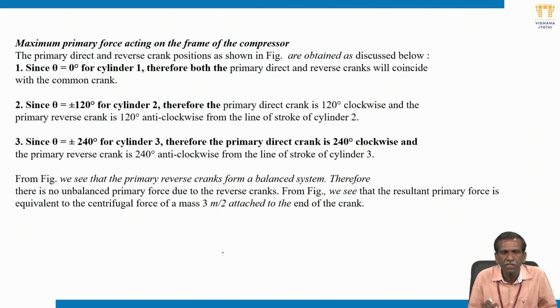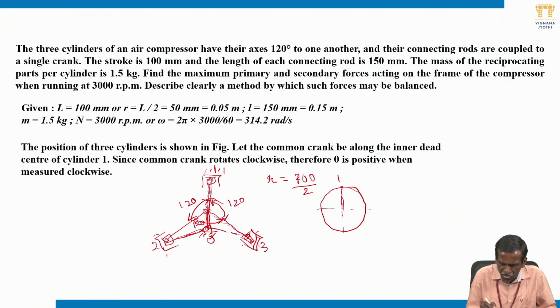Since theta is plus or minus 120 for cylinder 2, the primary direct crank is 120 degrees clockwise, as you understand. The primary and reverse crank for cylinder 2: it should be 120 degrees positive in the clockwise direction for the primary, and minus 120 is in the anti-clockwise direction from its position. So that is 120 positive. From here, 120 positive means here itself is the primary crank position. I am talking about primary positive 120.